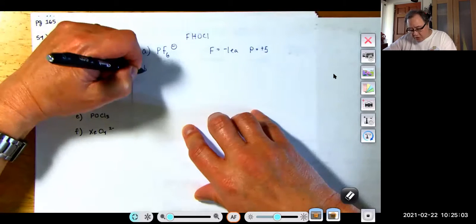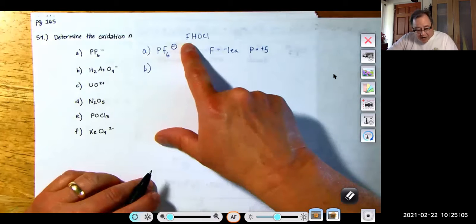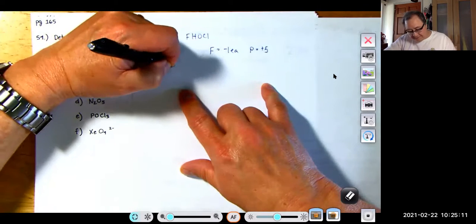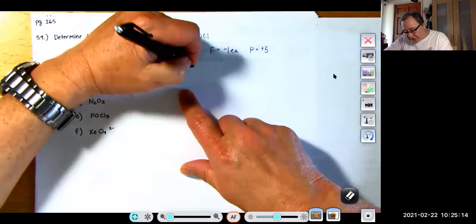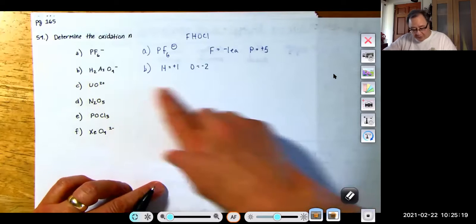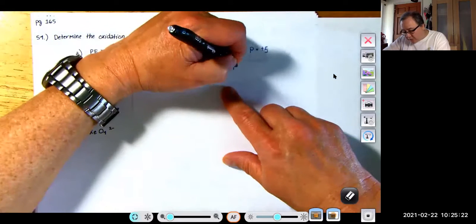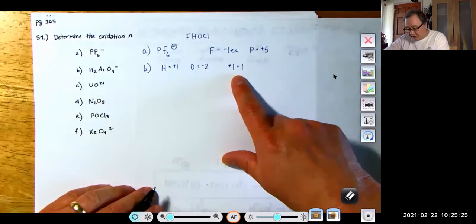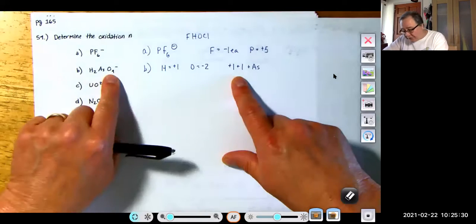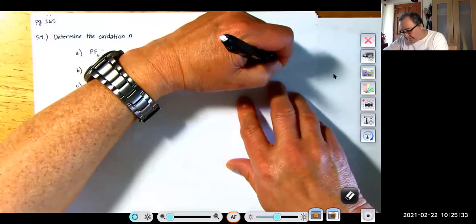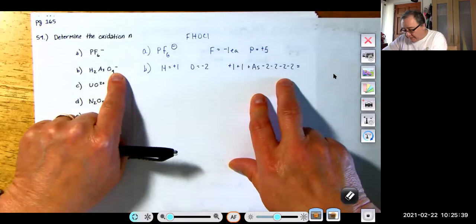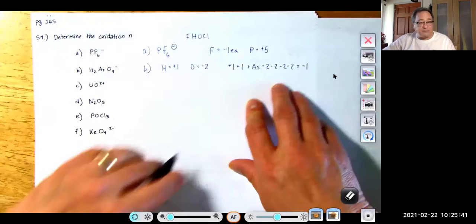So B, there is no fluorine. There are hydrogens. So the hydrogens are going to be +1. There are oxygens. The oxygens are going to be -2. And let's see if we can figure out what this arsenic is going to be. Well, you've got 2 hydrogens at +1. There they are. You've got the arsenic, which you're trying to figure out. You've got 4 oxygens at -2. And when you add these all up, what do they have to equal?